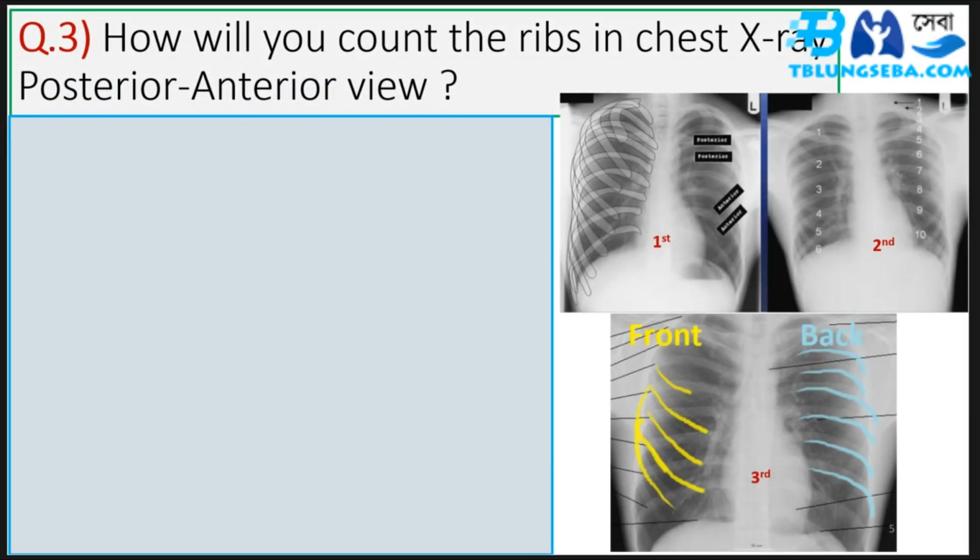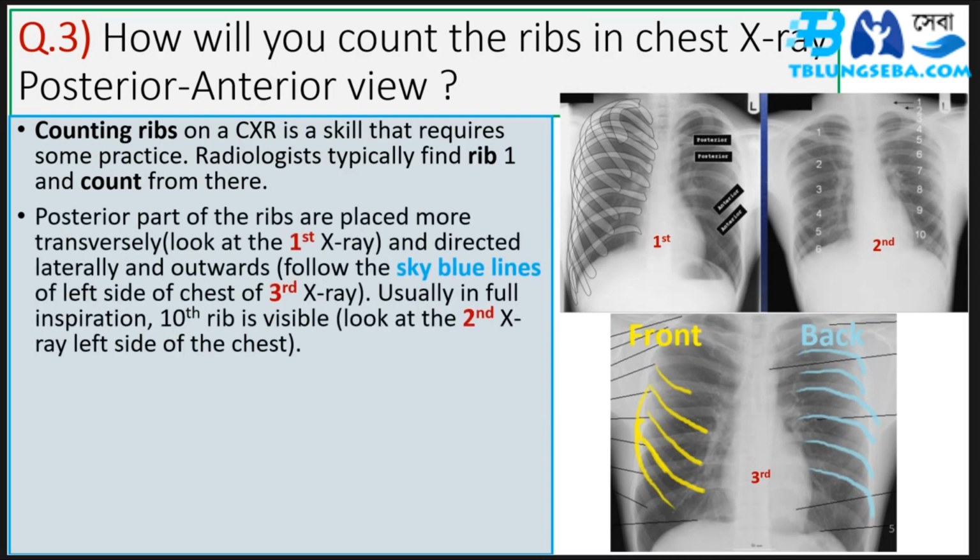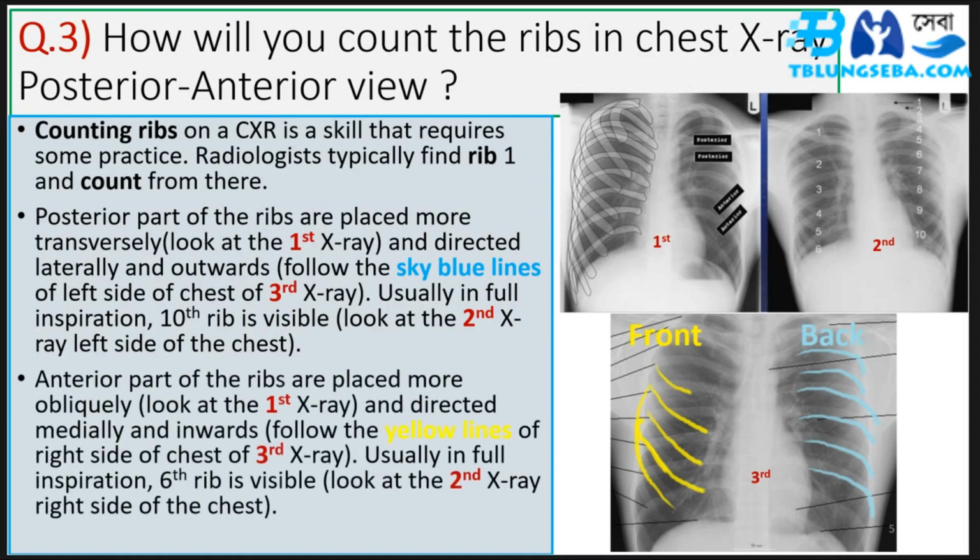Q.3 How will you count the ribs in chest X-ray posterior anterior view? Counting ribs on a CXR is a skill that requires some practice. Radiologists typically find rib 1 and count from there. Posterior parts of the ribs are placed more transversely. Look at the first X-ray, and directed laterally and outwards, follow the sky blue lines of the left side of the chest of the third X-ray. Usually in full inspiration, the 10th rib is visible. Look at the second X-ray, left side of the chest.